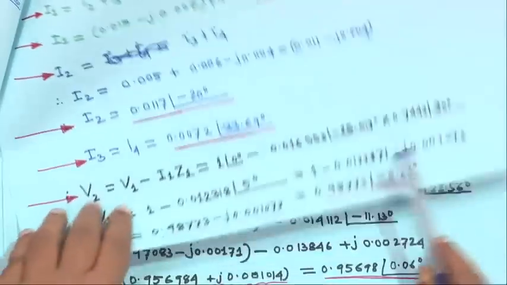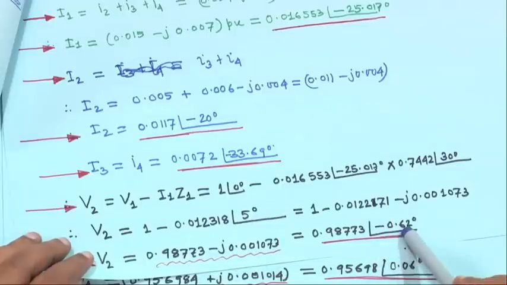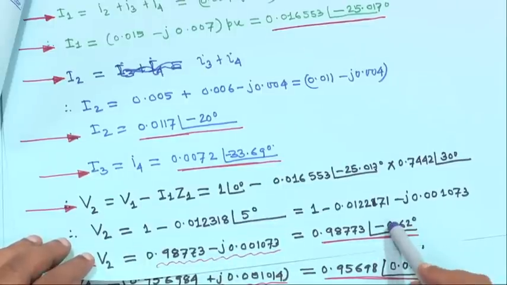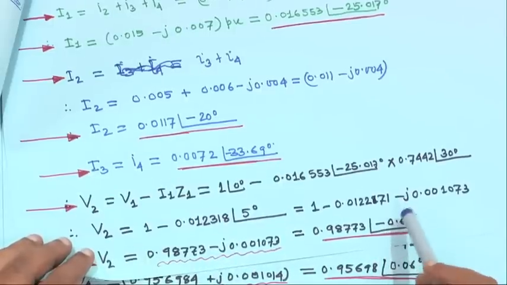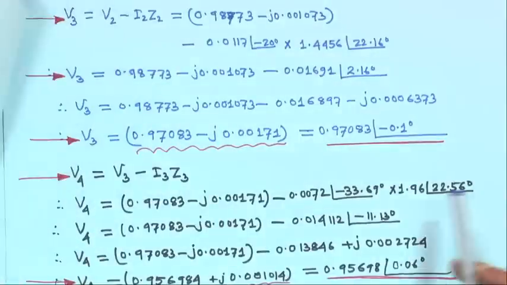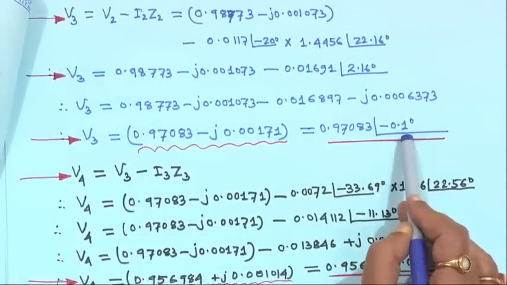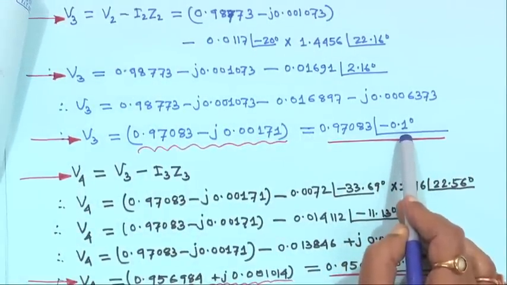Look here, because of the capacitor: earlier, when the capacitor was not there, although this angle is very small, it was a leading angle. But as soon as you put the capacitor, this angle has changed, it is a lagging angle now, although very small. Similarly, V3 here is also minus 0.1 degree, which is a lagging angle.